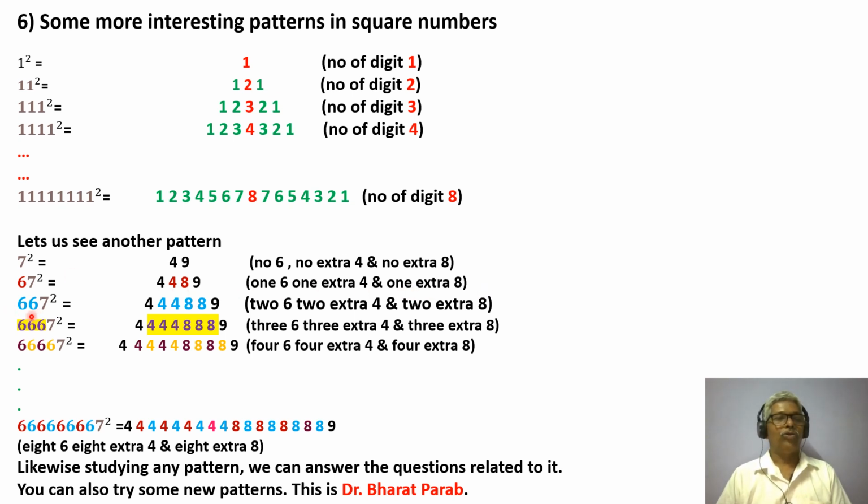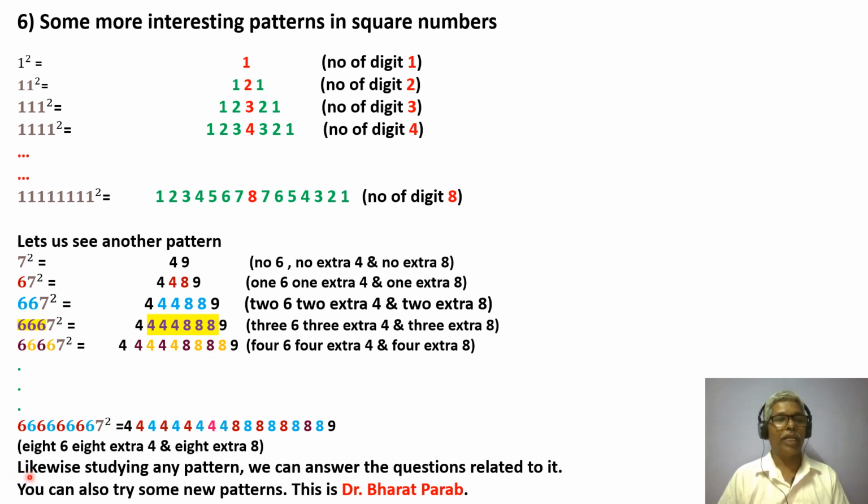See, this is 667 square, with two sixes. Two sixes, then two fours, two eights, in between 4 and 9. Two sixes, two extra 4s, two extra 8s. Three sixes, so three fours, three 8s. Then we have four sixes, then this 4 and 9 are there, then four fours and four eights.